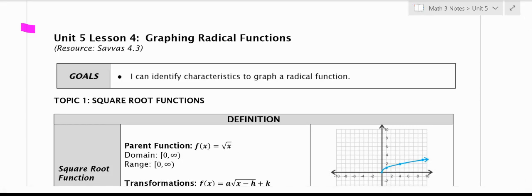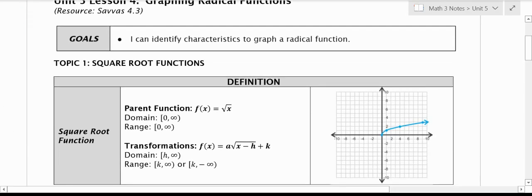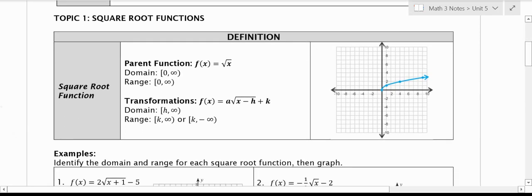This is the video for Unit 5, Lesson 4, Graphing Radical Functions. The goal we have is to identify characteristics to graph a radical function. So the first one we're going to look at is the square root function.